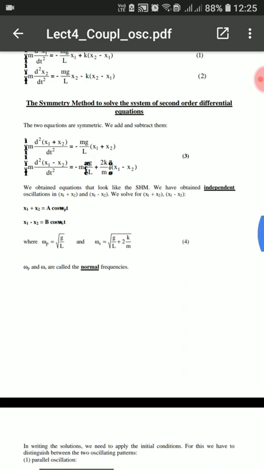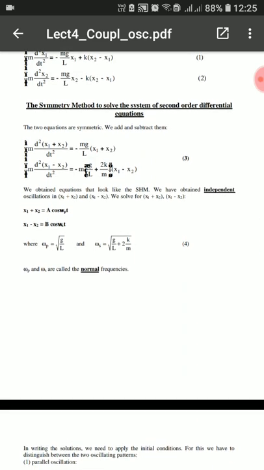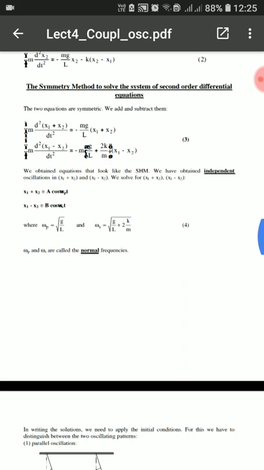The symmetry method to solve the system of second order differential equations. Now let us take the two equations like this.